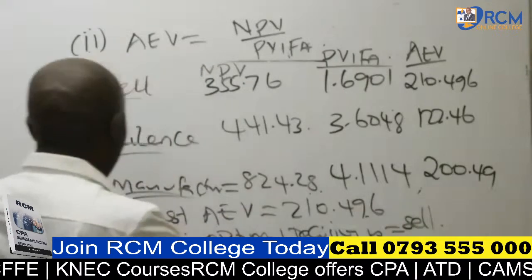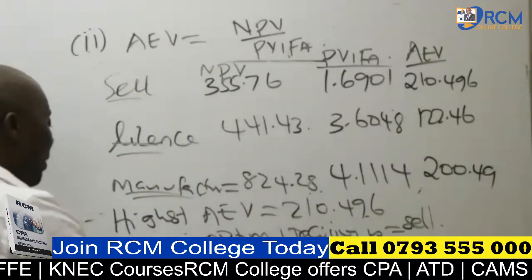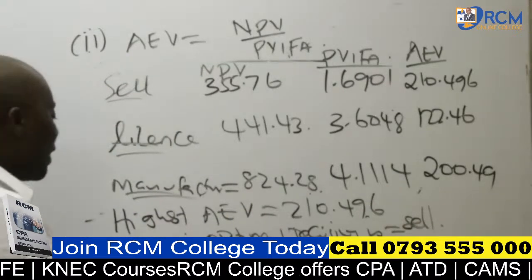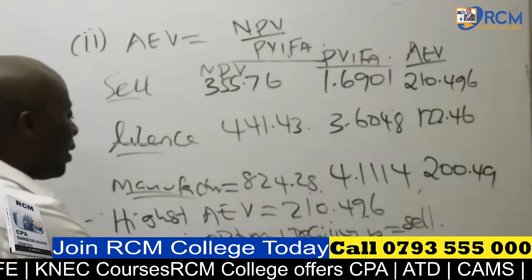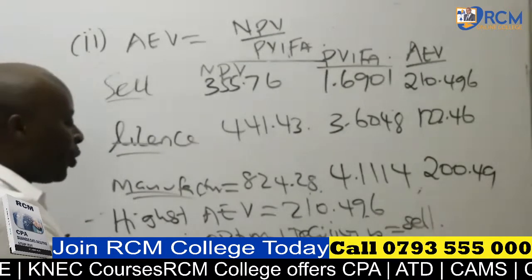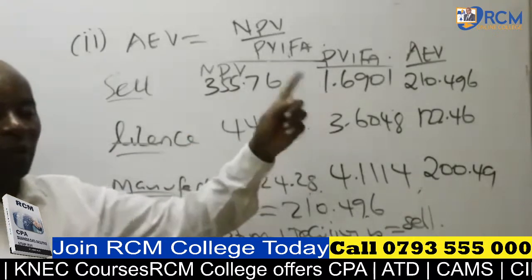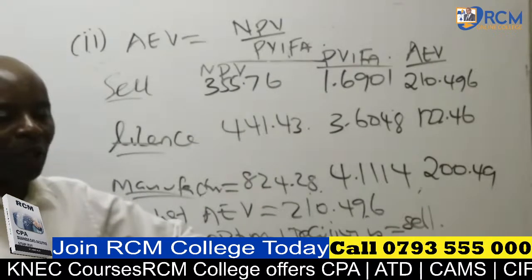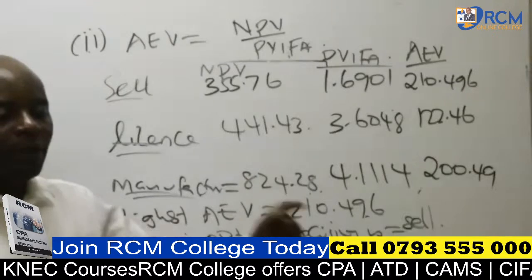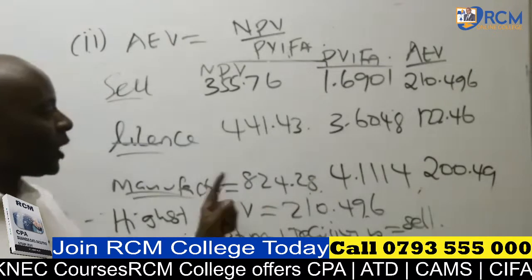And then you go to Roman number 3. Of course, they want you to compare. When we are comparing, we can see a conflict between the two methods. In this case here, ladies and gentlemen, net present value is telling us to go for manufacturing. AEV is telling us to go for what somebody is selling.